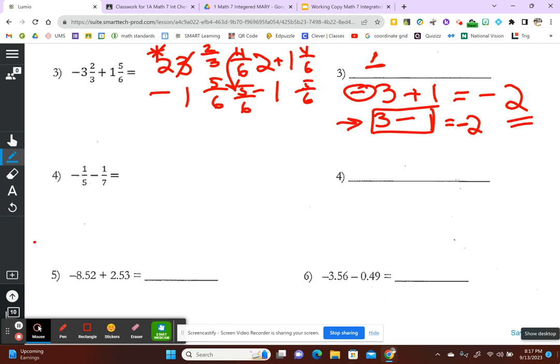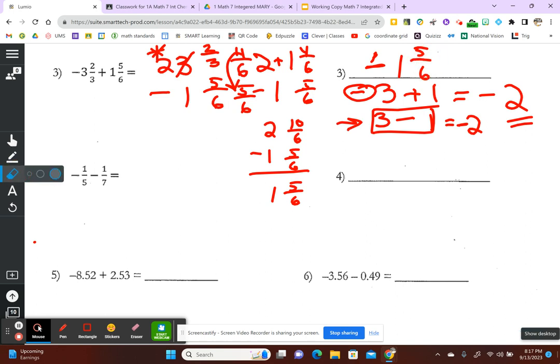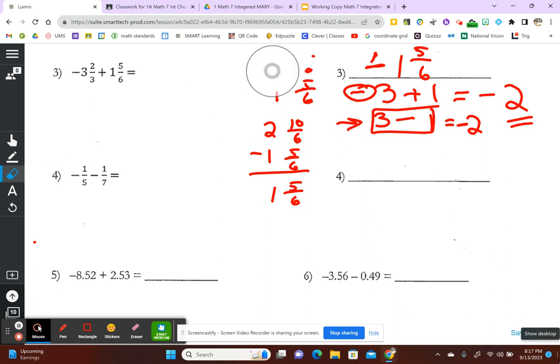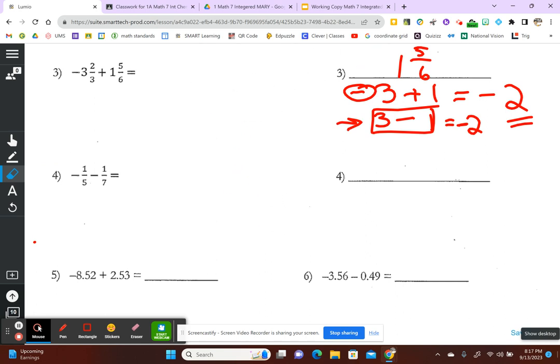Now, this 1 4/6 is actually the same as 2 10/6 minus 1 5/6. And that gives me 1 5/6. And I know the answer is negative. So -1 5/6. Now, that was one way to do it. But there's another way if you find that confusing.